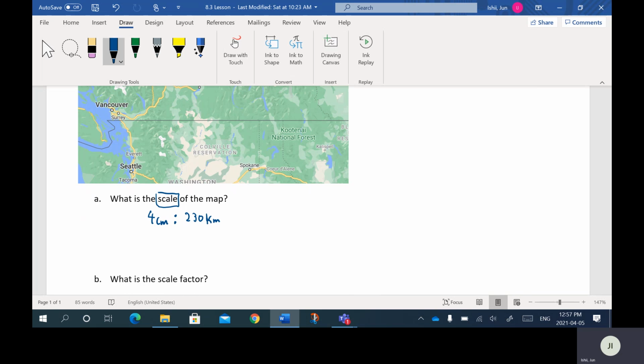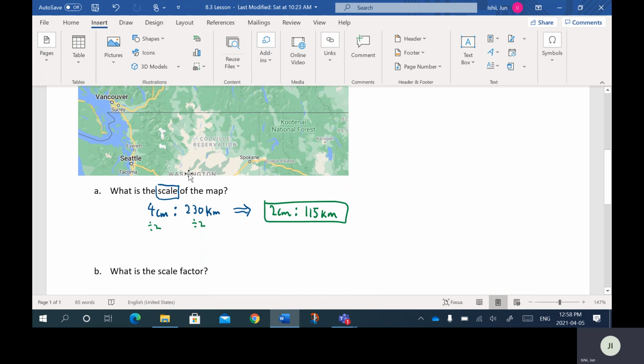So 4 centimeters for every 230 kilometers. Now, we can actually reduce this. Notice that 4 I can divide by 2, and 230 kilometers I can also divide by 2. So we can reduce this scale to every 2 centimeters is 115 kilometers. So this would be the scale of the map.